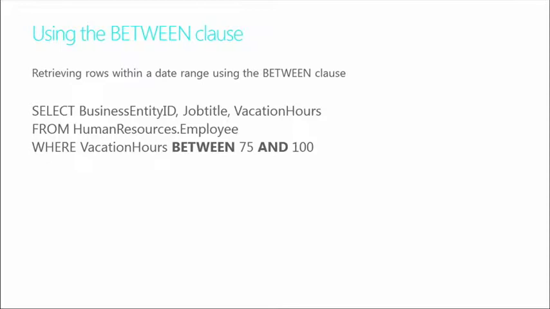The between clause. Instead of specifying the ands, if I want to specify between a certain date range or between a certain, in this case here, vacation hours, very, very similar syntax. Select the column names from the employee table where vacation hours is between 75 and 100. Now I could have done this differently. I could have said where vacation hours is greater than or equal to 75 and vacation hours is less than or equal to 100. That would have worked, but this is a between. This makes it a little bit simpler.